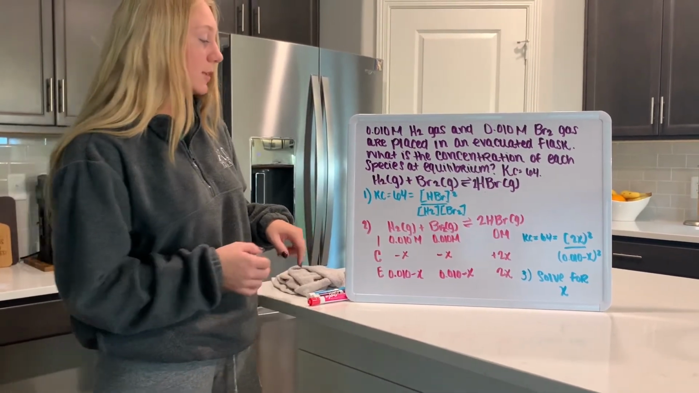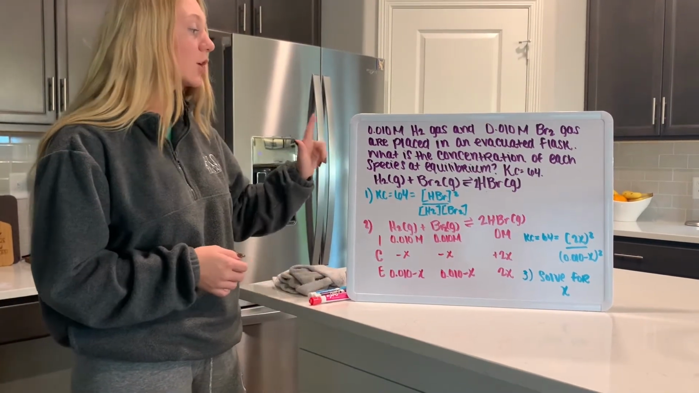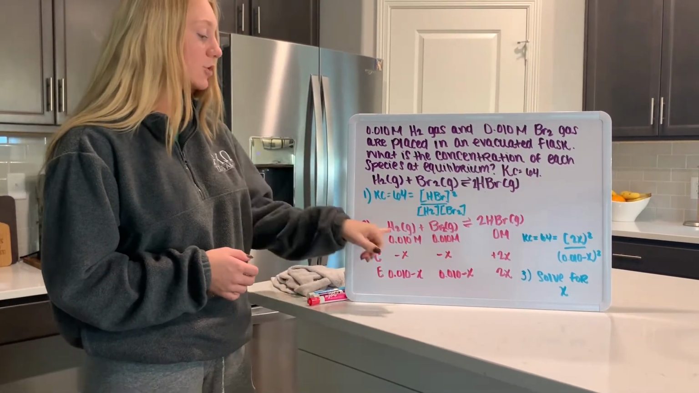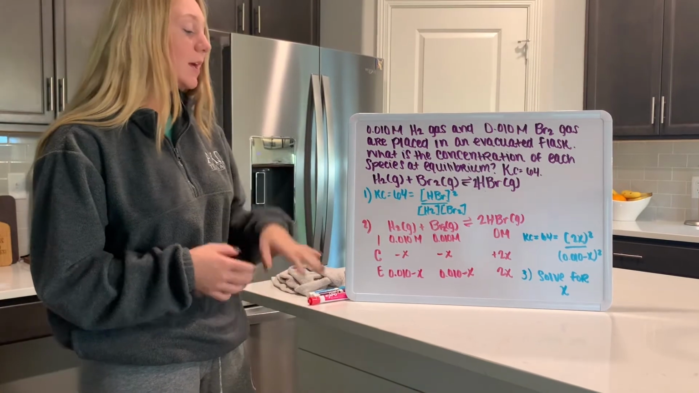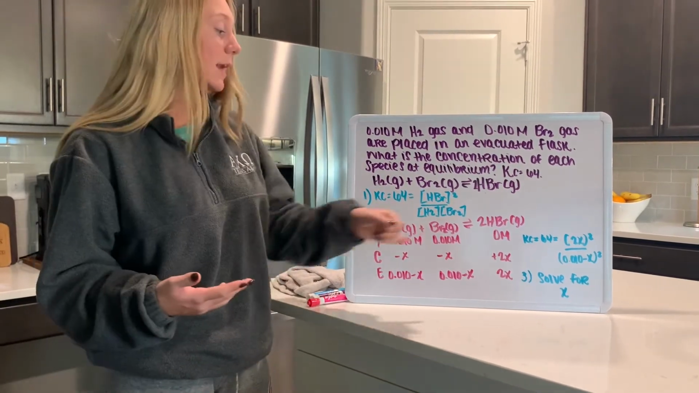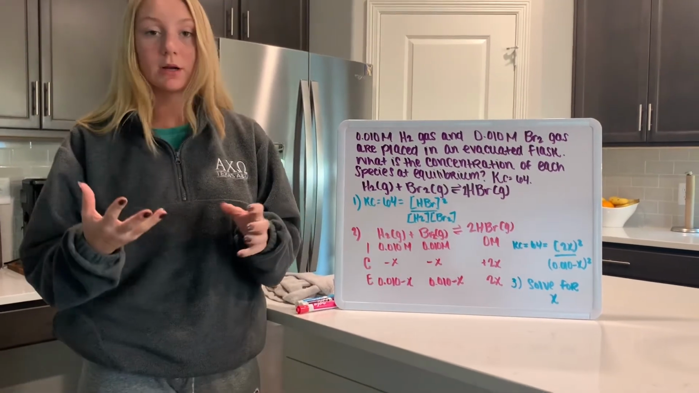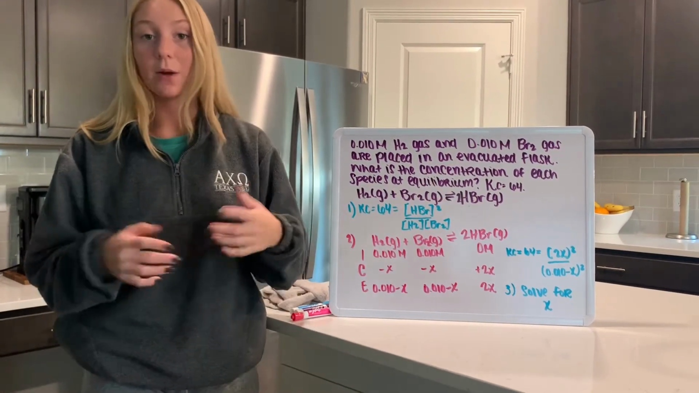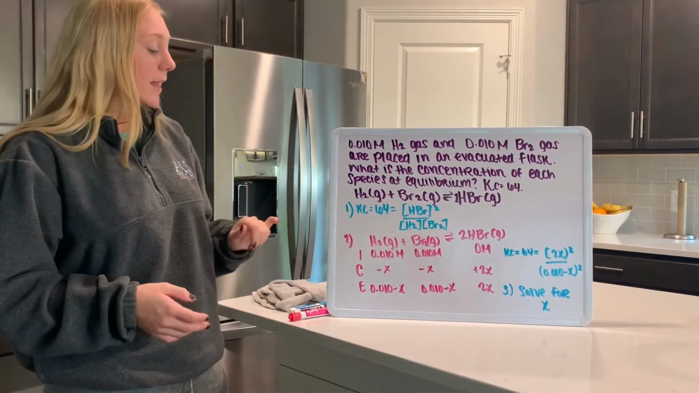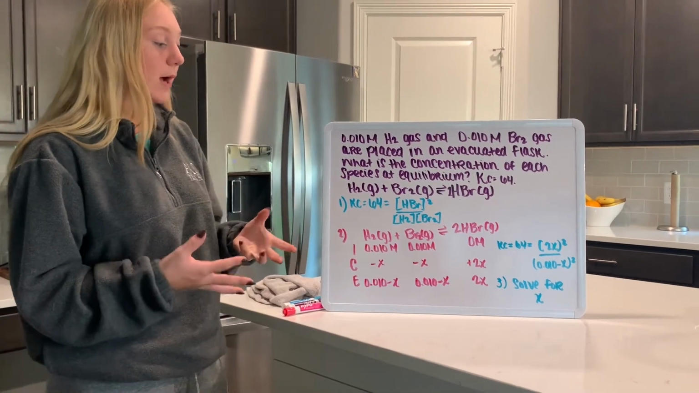And so as you can see here, we were given 0.010 molarity of the hydrogen and the bromine gas. And because our reaction hasn't proceeded yet, at the initial point, we have 0 molarity of the hydrobromic acid that would result. Next, we are going to have our change.